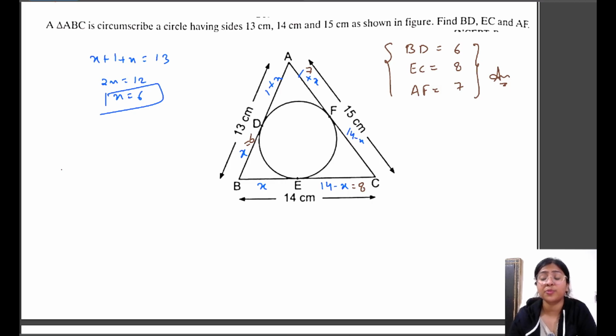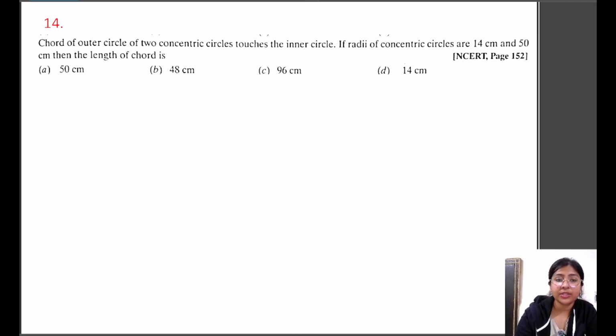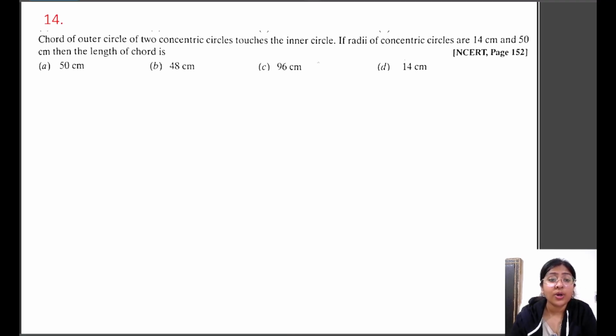The length of the tangent drawn from an external point are equal, as well as their sum is 14. So if this is x, this will be 14 minus x. You need to write all the steps. Okay. Now, next question. Yes, chord of an outer circle of two concentric circles touches the inner circle.